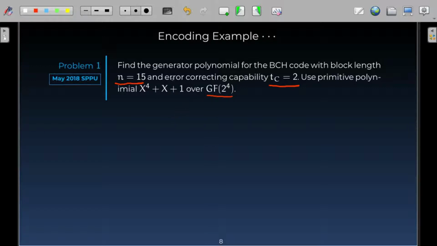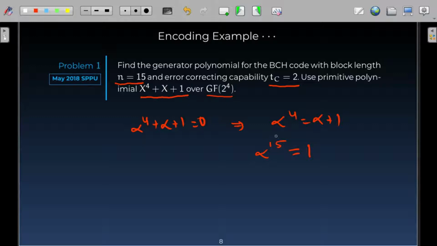So we have to find the generator polynomial, and the finite field GF(2^4) that we have to consider has to be generated using x^4 + x + 1. Using this, you can already say that alpha^4 + alpha + 1 is going to be 0, as alpha is the root of the primitive polynomial. So this must be accurate. We can say that alpha^4 will be equal to alpha + 1. Another thing is that alpha^15 is going to be equal to 1.